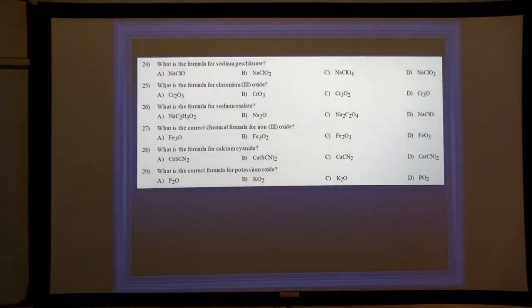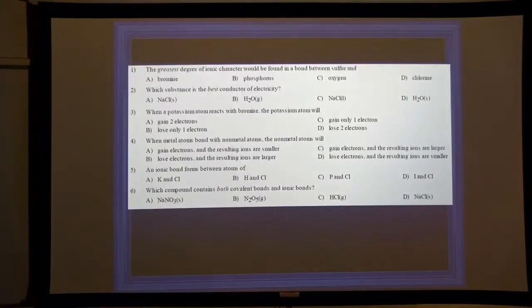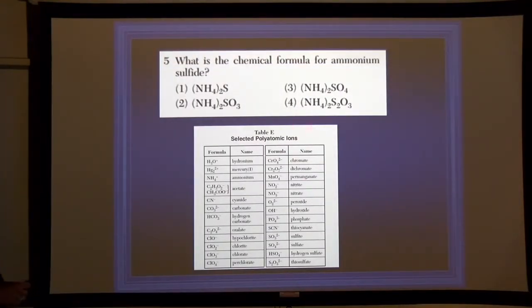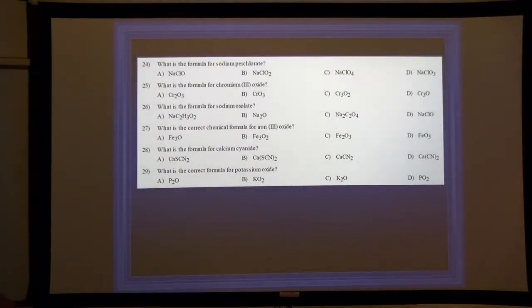Which compound has both covalent bonds and ionic bonds? Choice 1. What is the formula for sodium perchlorate? Oh no, I would need my polyatomic ion table, right? So let's go back and look at perchlorate. Oh, there he is. ClO4 with a -1 charge is perchlorate. So sodium perchlorate, ClO4 is what I'm looking for. There he is, with one sodium, because they cancel each other out, +1 and -1, right?